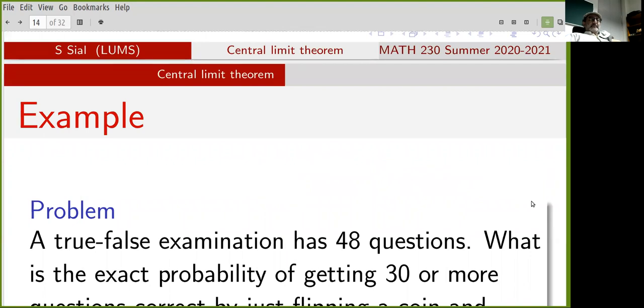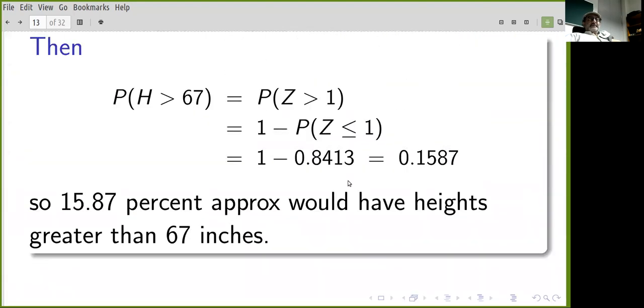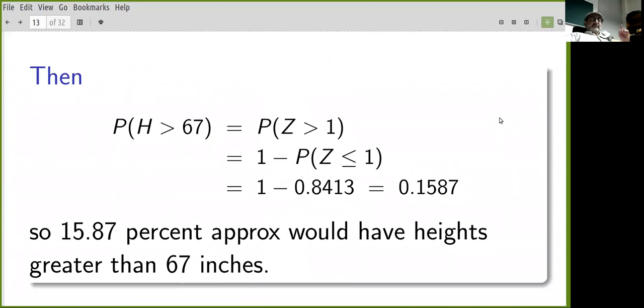Okay, let's try another one. But notice here again, we don't know what the underlying distribution is. We're making an assumption that heights are independent, and whatever distribution it is, it's the same for everyone.